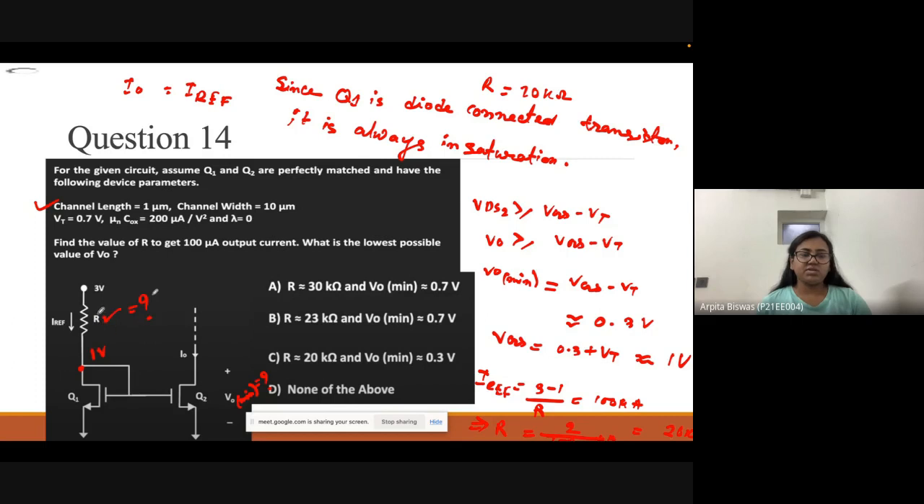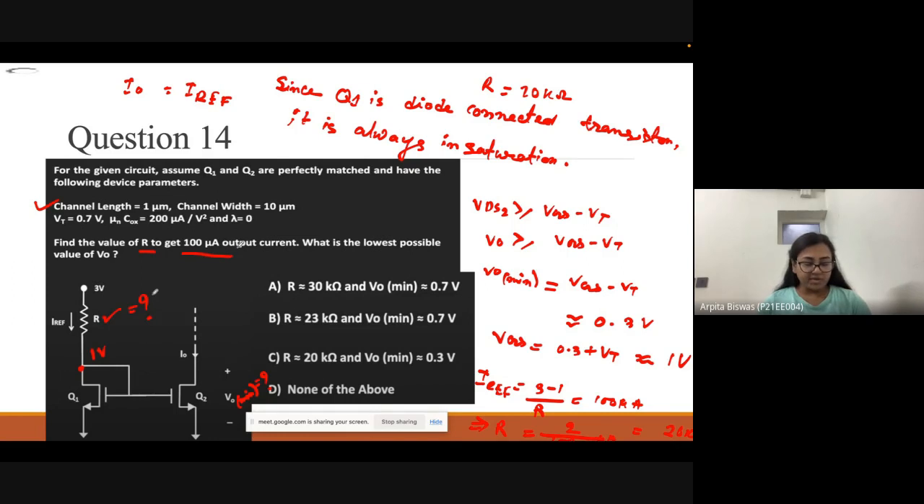So here we just have to find out the value of R. Okay, so how much R value is there? You can go through the question. For the given circuit, assume Q1 and Q2 are perfectly matched and they have the following device parameters, and these parameters are given here. So find out the value of R to get 100 microampere output current. Okay, so what is the lowest possible value of the V output?